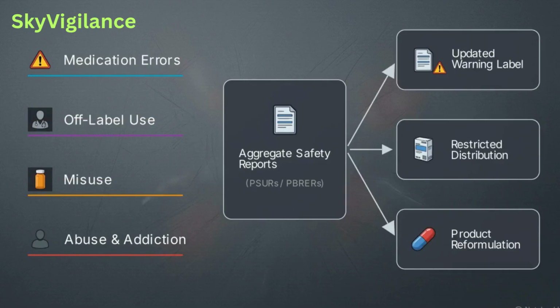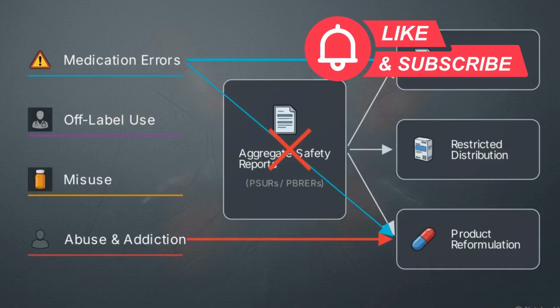Accurately classifying these inputs at the start allows teams to produce highly specific, targeted risk minimization outputs at the end. The causal mechanism dictates the action. Because a medication error intervention cannot resolve an abuse signal, this taxonomy establishes the foundation of patient safety.